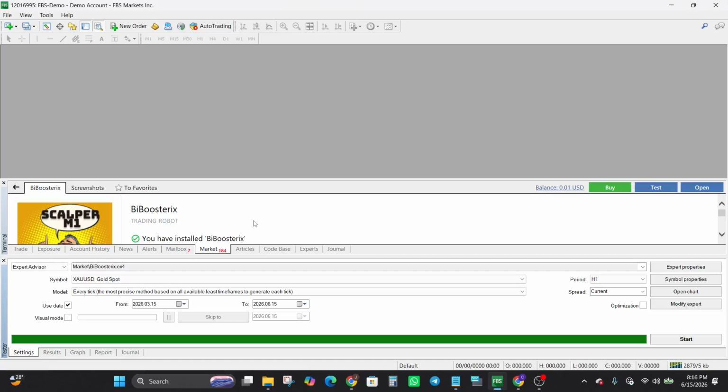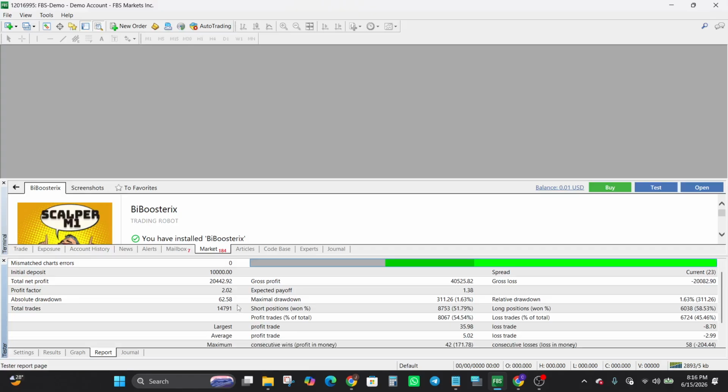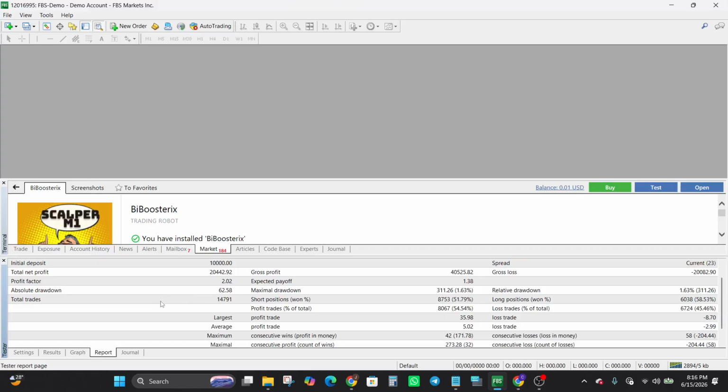Let's see how this expert advisor performed on gold on the H1 time frame using the every tick model over the past 3 months. So looking at the report, I can see that from an initial deposit of $10,000, the total net profit was $20,442.92. And then I can also see that the total trades taken were 14,791, out of which 8,067 were profitable.